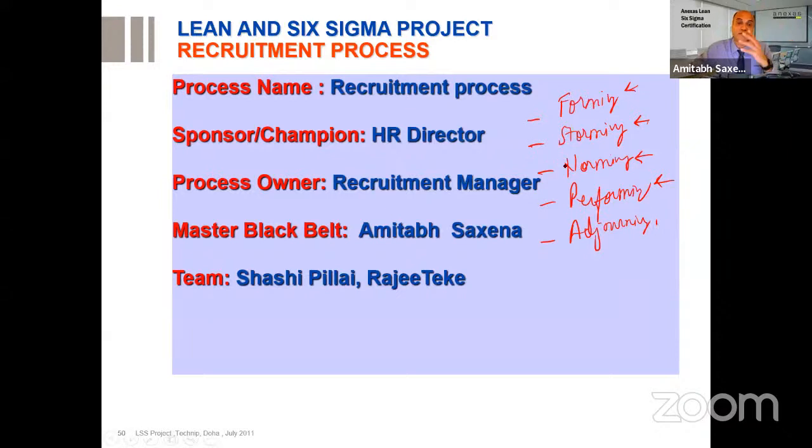So we have got a team. We also identify the sponsor. Sponsor is the person who is the head of the department in whose process you are doing the project. The sponsor or the champion, HR director, here will be the sponsor. Process owner is the person who owns the process in whose process you are doing the project. And the master black belt is the person who's guiding the project. And the team, the green belts and black belts, are the people who are doing the project.